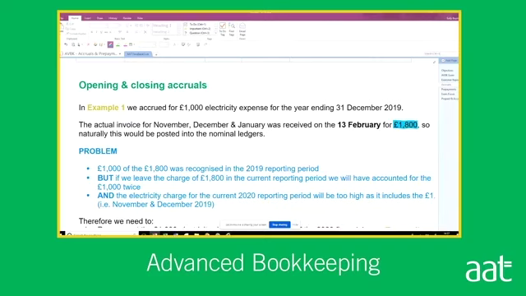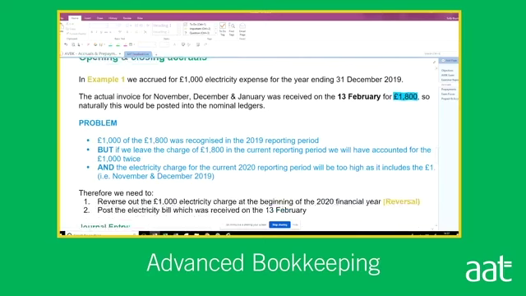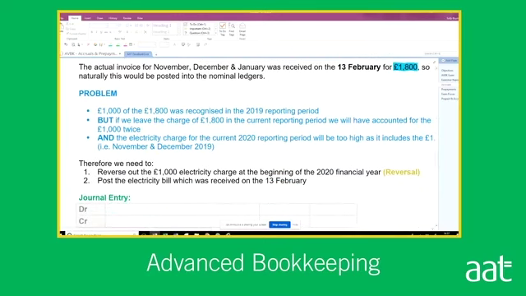So because we've received this invoice on the 13th of February, all that means is that whoever gets the invoice is going to process it through the nominal ledgers. But we have problems, okay? As I already said, £1,000 of that 1,800 bill we have received relates to 2019. So if we don't do anything with that £1,000, it means we will be accounting for that £1,000 also in 2020, which is wrong, okay? Because actually, of that bill we received, only £800 of it relates to the current financial year.